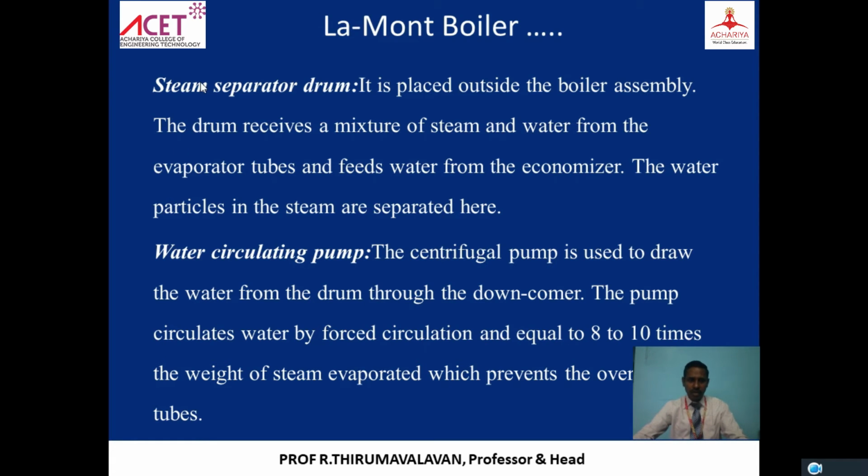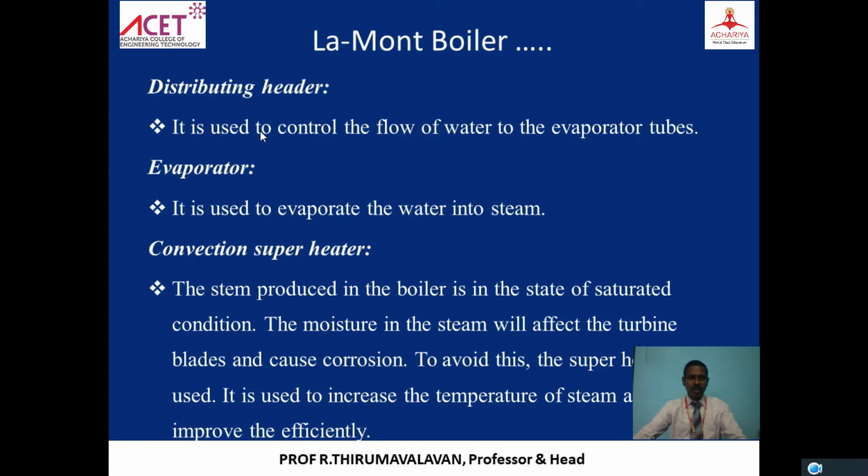So the first one is the steam separator. Next is the water circulating pump. Next one is the distributor head. Distributor head means the water is passed through the different evaporator tubes. 3 or 4 lines are there. It is distributing. The evaporator evaporates the water into steam. Phase change takes place in the evaporator. It is used to evaporate the water into steam.